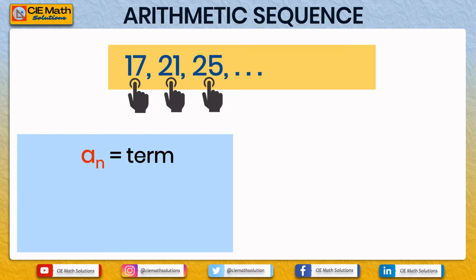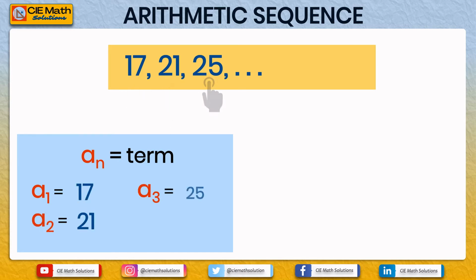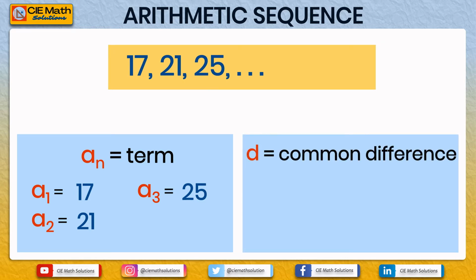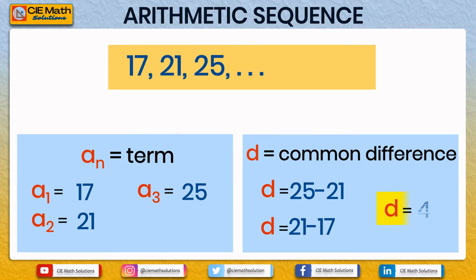In this arithmetic sequence then, A1, which is the first term, is 17, A2 is 21, and A3 is 25. The common difference of this arithmetic sequence is denoted by D. We can get D by subtracting 21 minus 17, which will give us the common difference of 4.